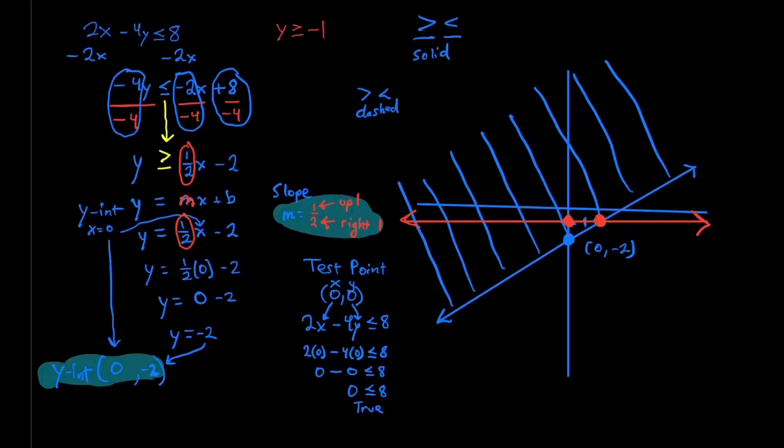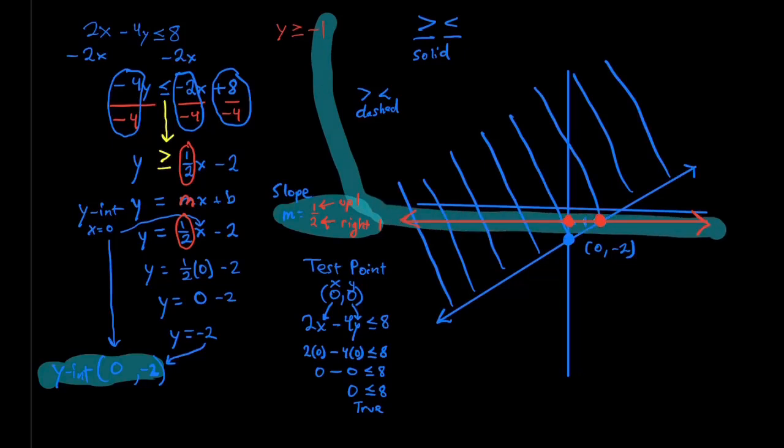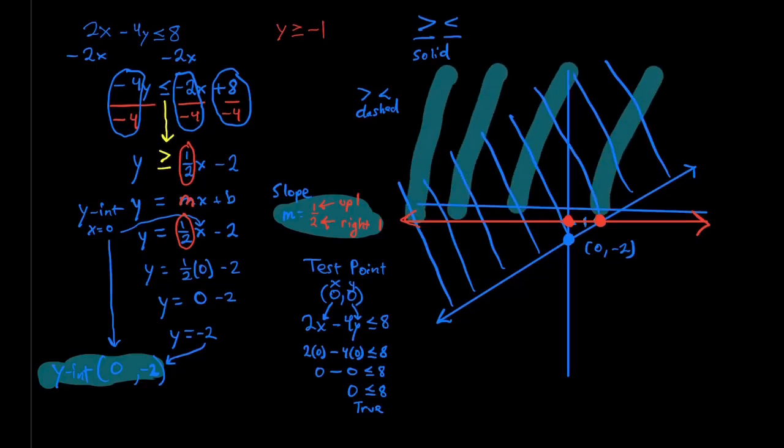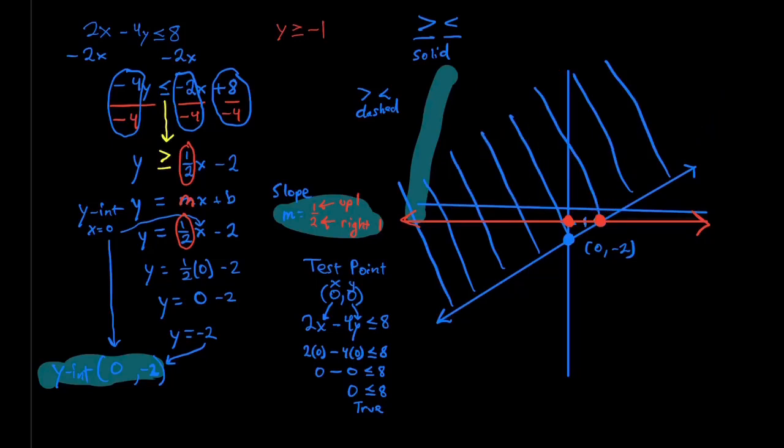The next thing we need to do is to figure out where to shade this. You don't have to do a test point. You could do a test point, but there's a really direct way to do it. To figure out where to shade this, if you see that y is greater than -1, what you want to think about is that the -1 is the line here itself. And so if y is greater than it, to be greater than it, it has to be up here. So this is one way you can do it.